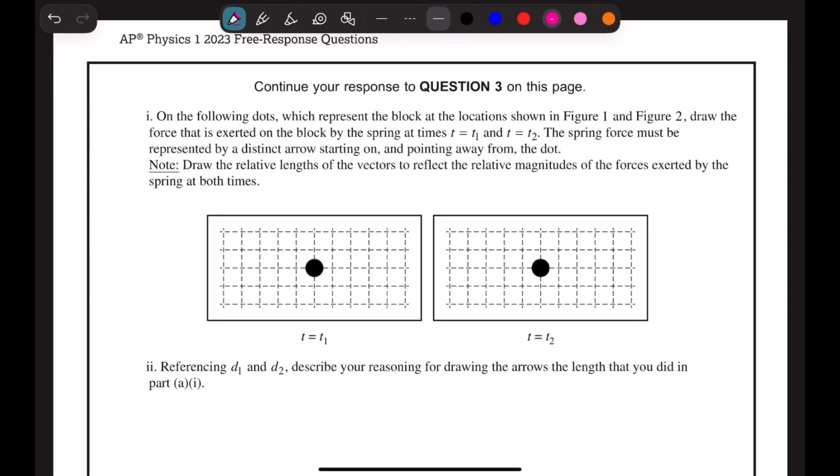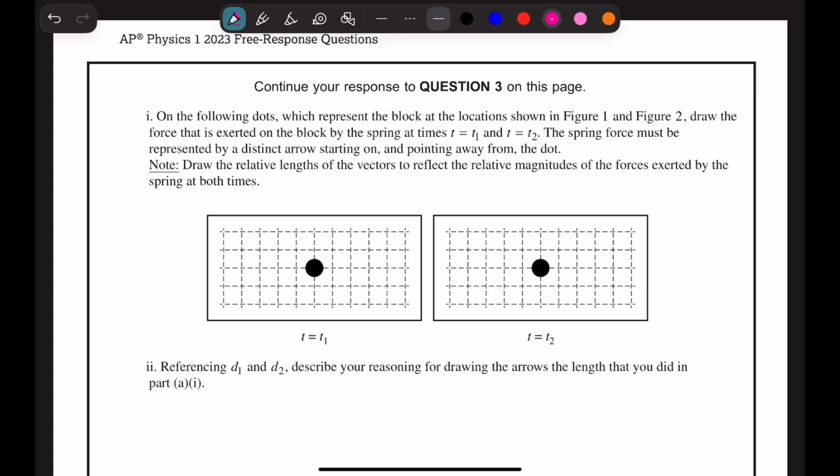On the following dots, which represent the block at the location shown in figure 1 and figure 2, draw the force that is exerted on the block by the spring at times t equal to t1 and t equal to t2. The spring force must be represented by a distinct arrow starting on and pointing away from the dot. Draw the relative lengths of the vectors to reflect the relative magnitudes of the forces exerted by the spring at both times.